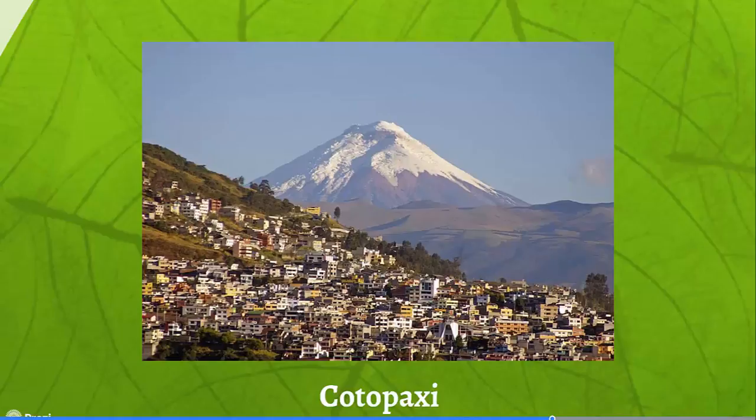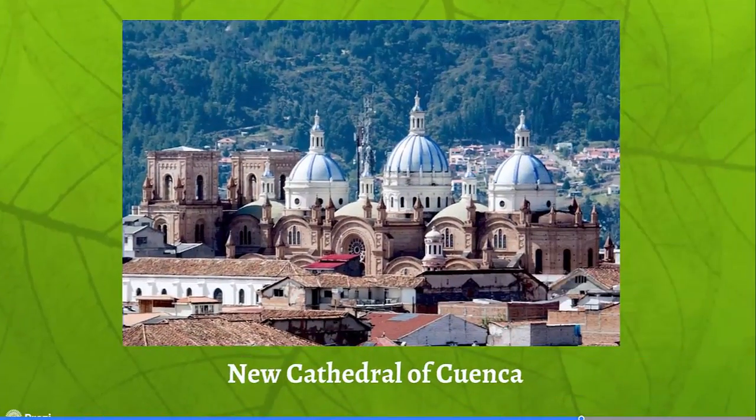Cotopaxi National Park is perhaps the best park in all of Ecuador thanks to the still active Cotopaxi volcano. Along with Cotopaxi, two smaller volcanoes, Ruminawi and Sincholagua, offer hiking and biking adventures for visitors. The new Cathedral Cuenca is a massive church located in the heart of the city of Cuenca and is hard to miss because of its three blue domes.